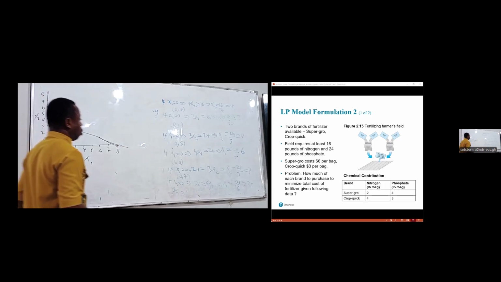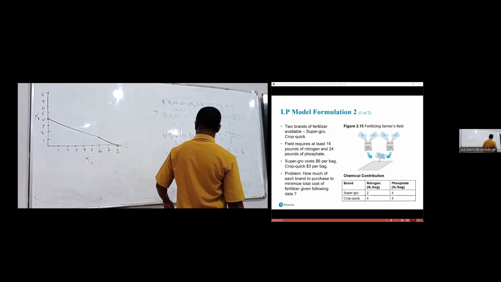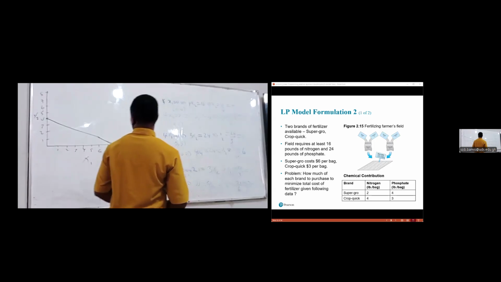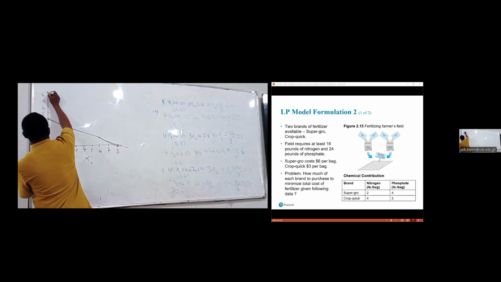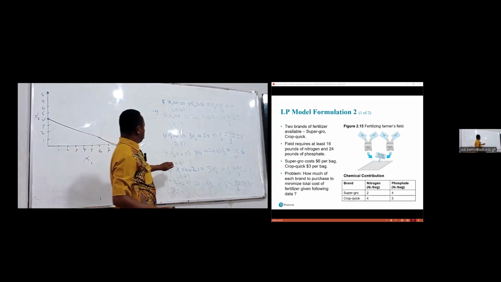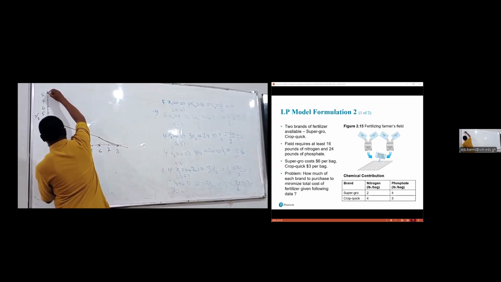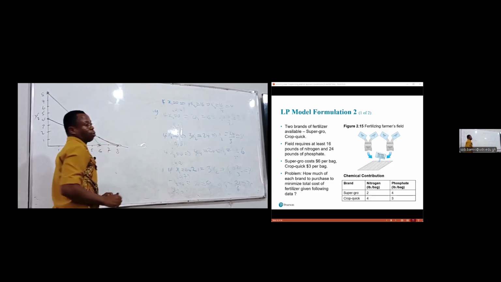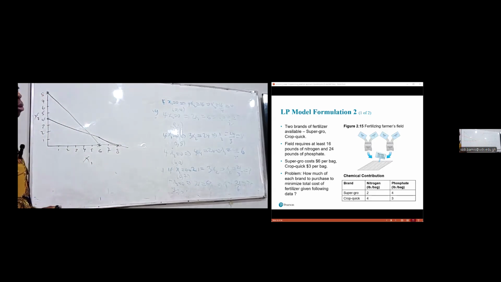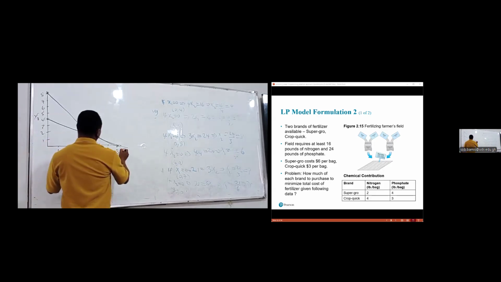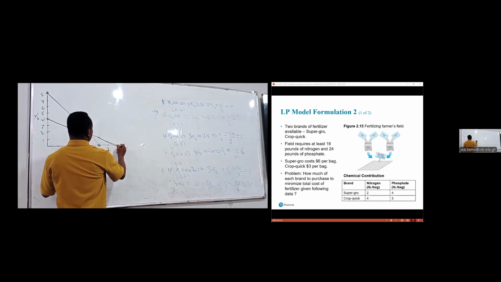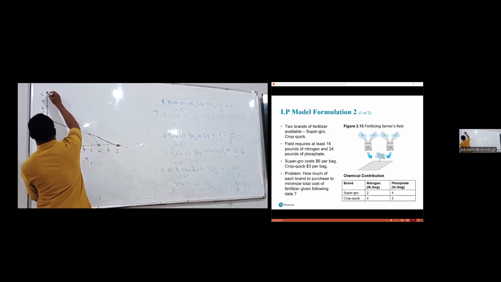We now have to come to the phosphate constraint. And we got 0, 8. Then 6, 0. Now, these are the intersection, these are the corners.